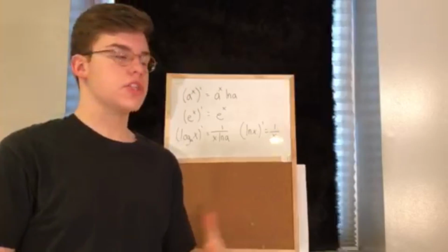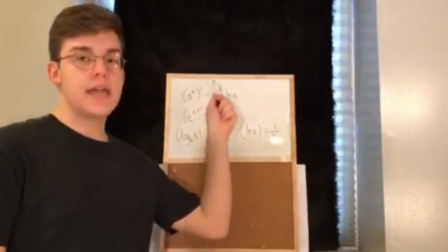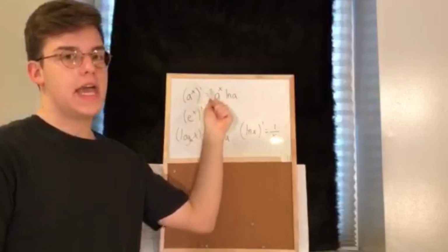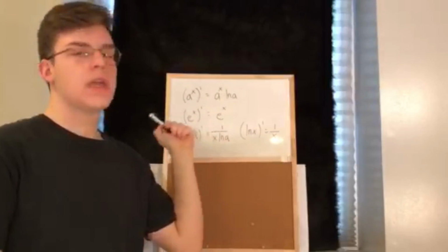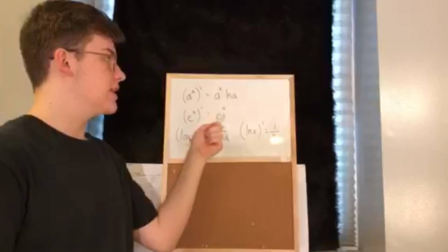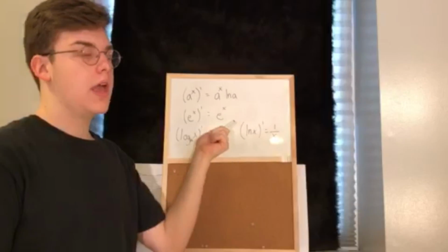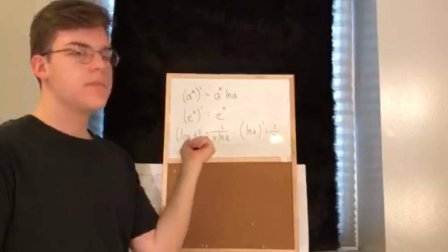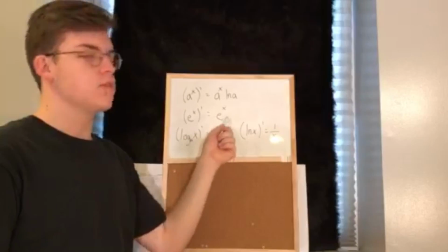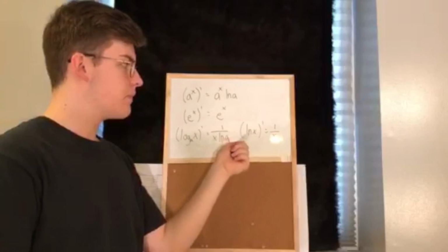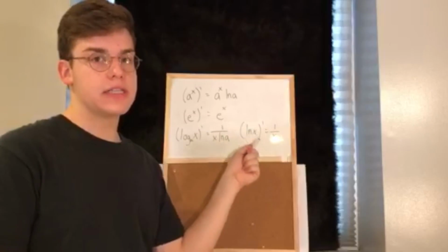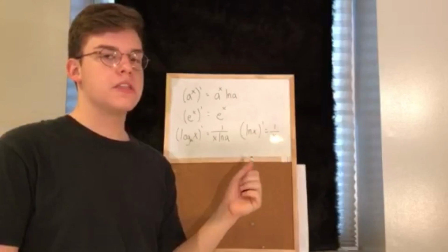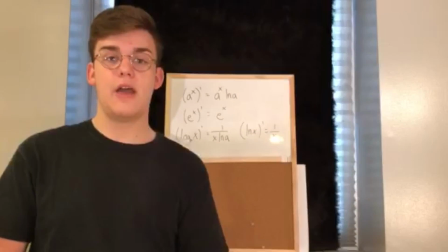So for these functions, you have (a^x)' equals a^x times ln of a. (e^x)' equals e^x, and you can prove this by using this formula. (log base a of x)' equals 1 over x ln of a, and (ln of x)' equals 1 over x. So these are the cardinal rules of calculus.